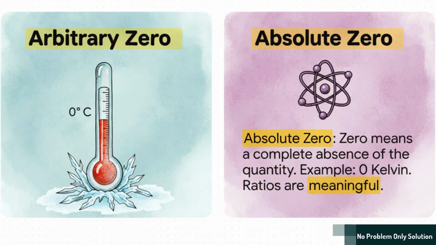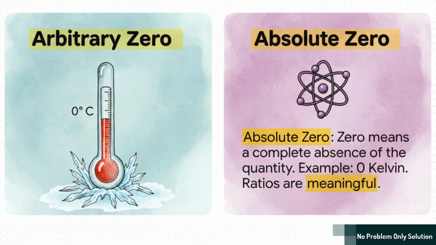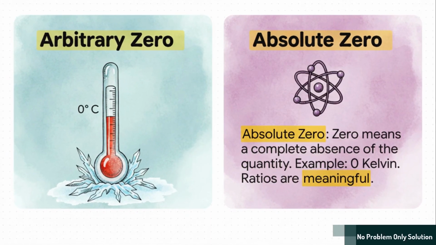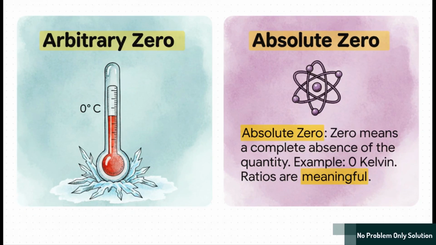Just look at temperature. Is 0 degrees Celsius the complete absence of heat? Of course not. It's just the point where water freezes. It's an arbitrary, or kind of made up, 0. And because of that, you can't say that 20 degrees is twice as hot as 10 degrees. The ratio just doesn't make any sense.